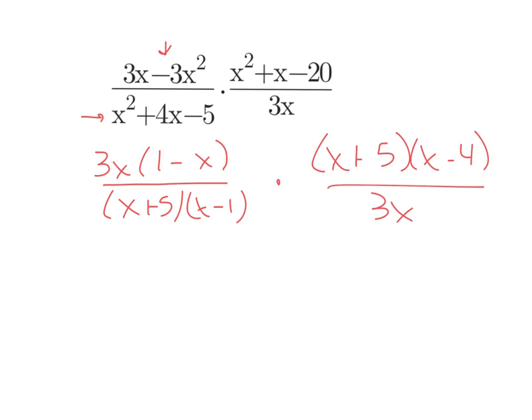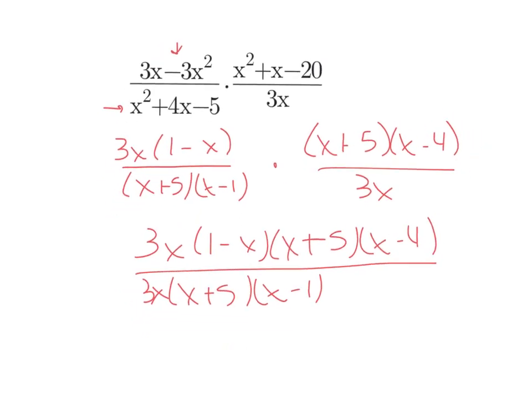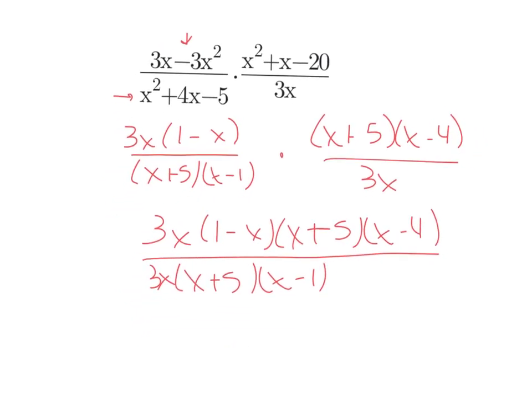If you want to, you can write it. You don't have to do this step, but if you want to, you can write one big fraction with everything in your numerator and everything in your denominator all over one big fraction here, x plus 5, x minus 1. And I have that 3x, so I'm going to put it in the front. And then what you can do is just cancel any factors that you can. So I see 3x, that's gone. I see x plus 5, that's gone.